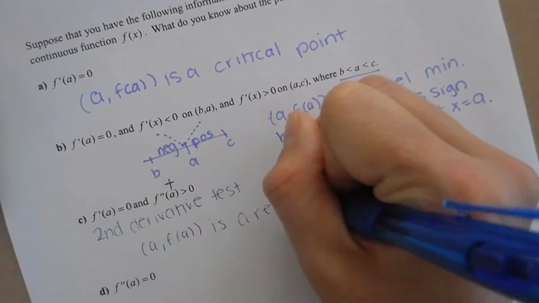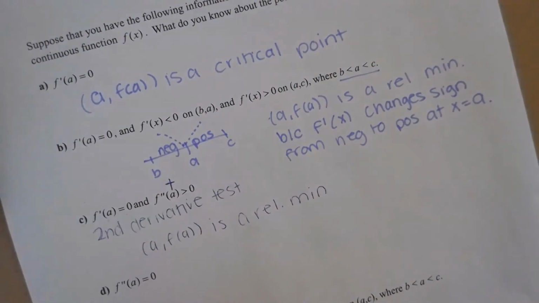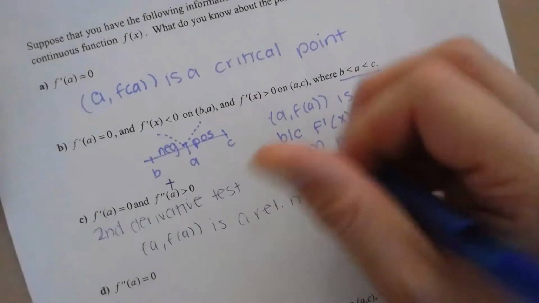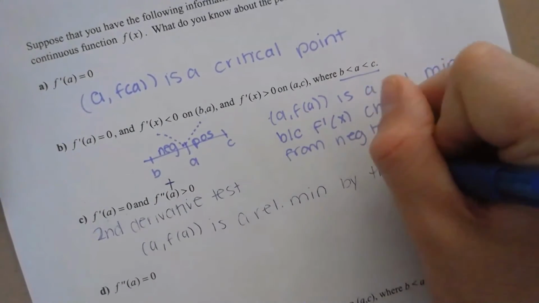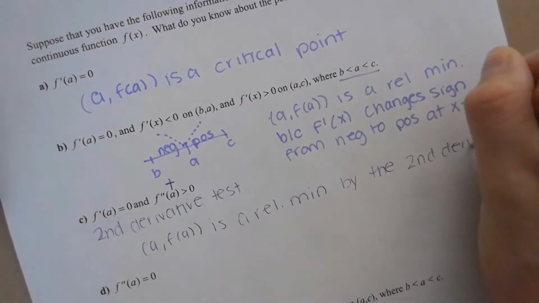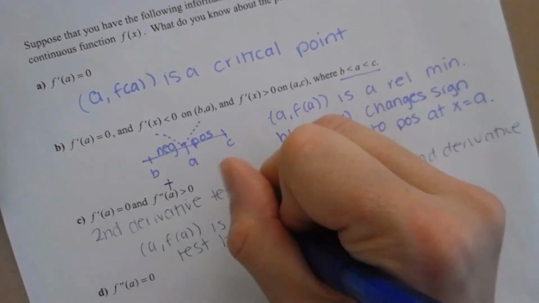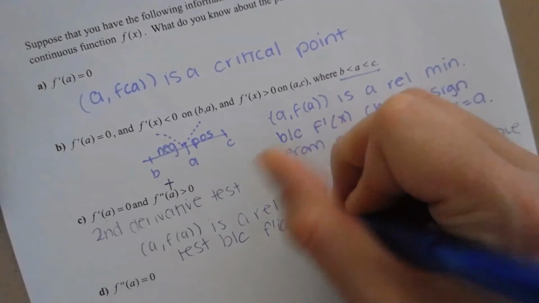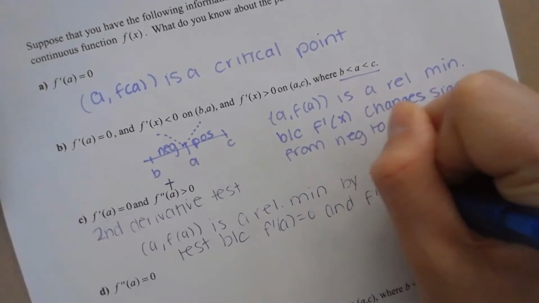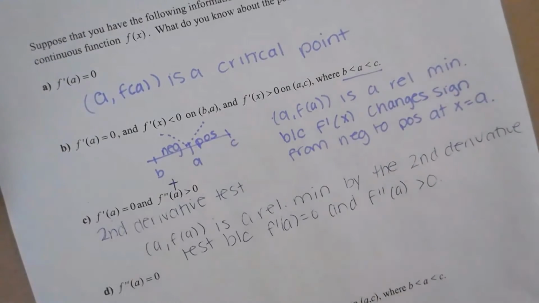Can I simply say this because of the second derivative test? Yes, I would still say the reasoning behind it. Like I would say A, f of A is a rel min by the second derivative test, where f prime of A equals 0 and f double prime of A is greater than 0. I know, but it's like a proof in geometry. You still have to list the givens, even though they're given, right?